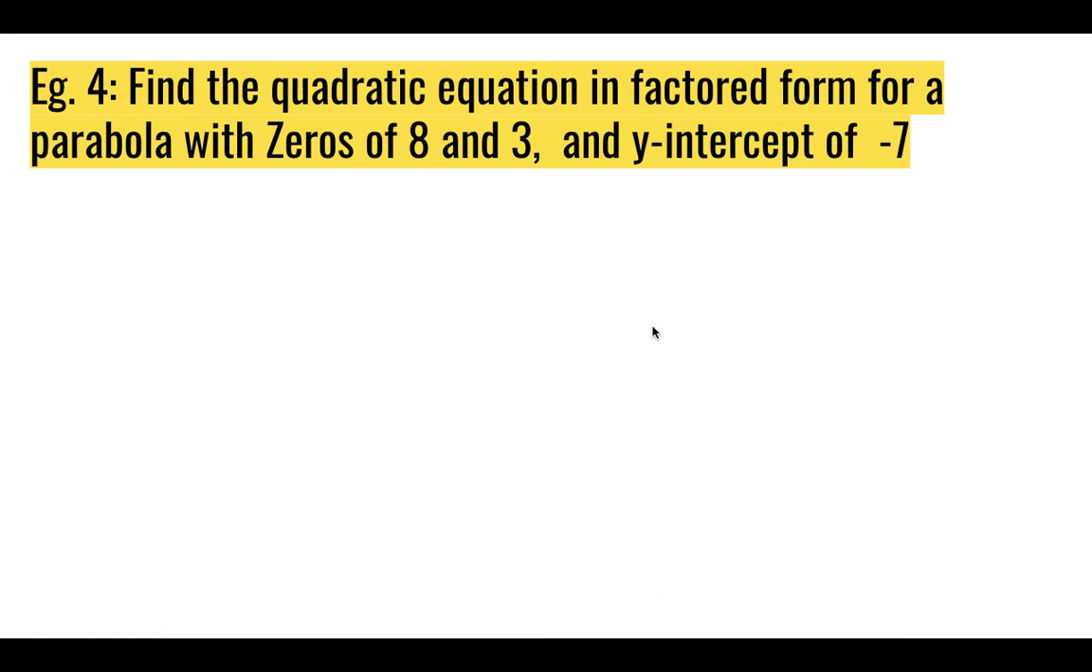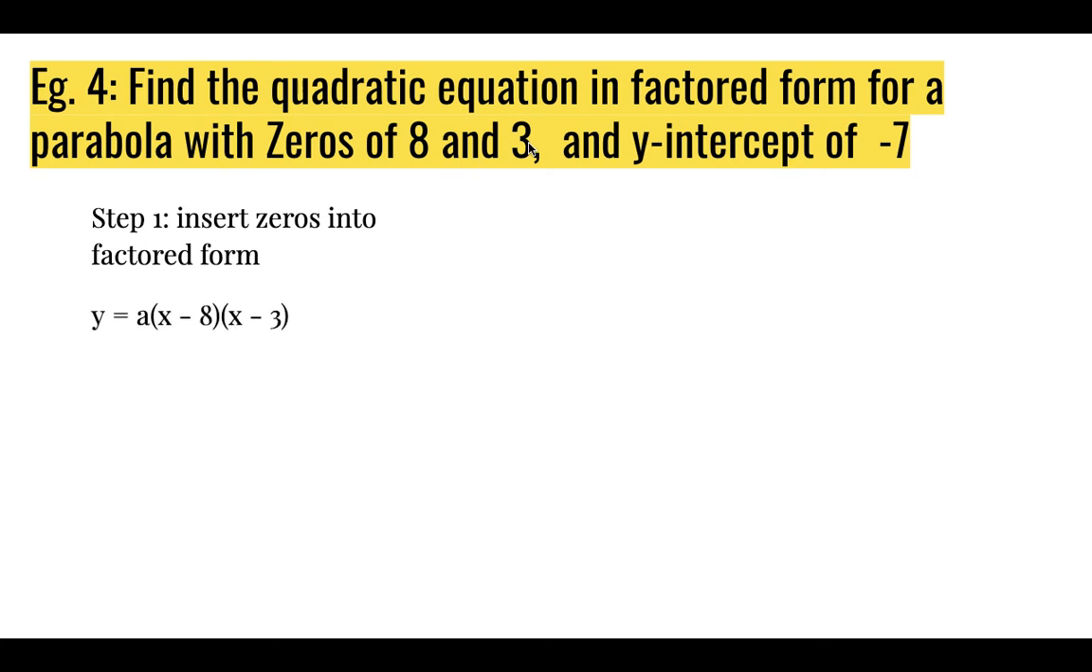Last example. Find the quadratic equation in factored form for a parabola with zeros of 8 and 3 and a y-intercept of -7. Okay, so our first step, again, insert our zeros into our factored form. So I put 8 in for s and 3 in for t.